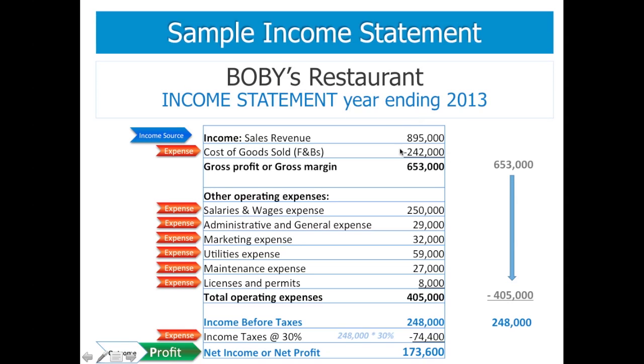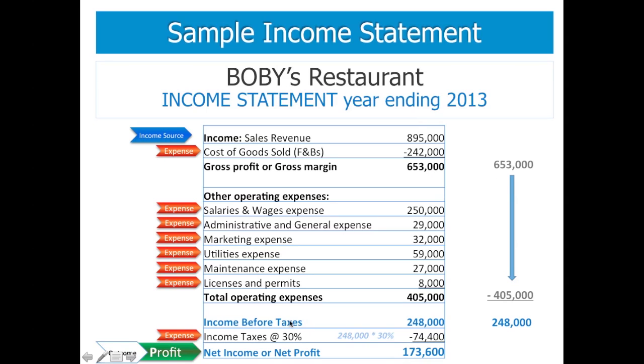To see a little bit the mechanics, we have different sections here. Let's say this is one section. See here the gross profit or the gross margin as they call it. It's exactly the same thing. So the gross margin is the outcome of sales revenue minus the cost of goods sold. So this gives you 653,000 euros. Here, what I do, I take all my other operating expenses, we add them up, total operating expenses. This gives me 405,000 euros.